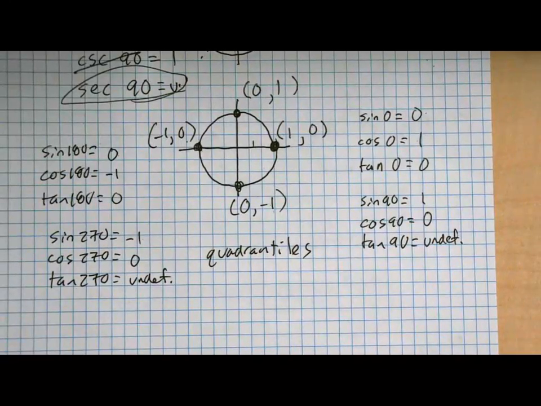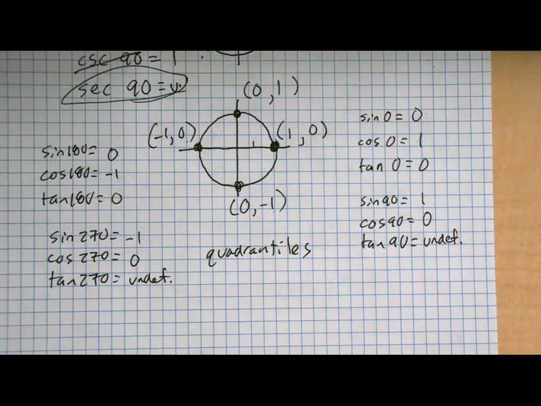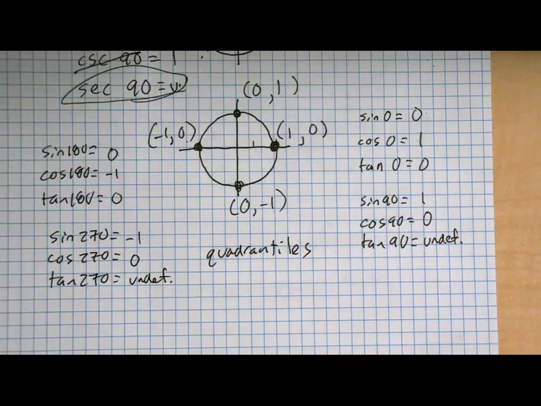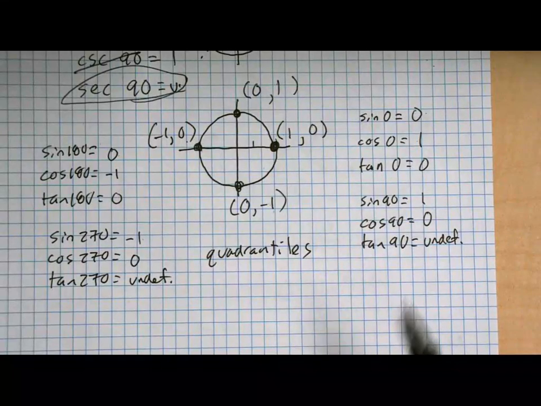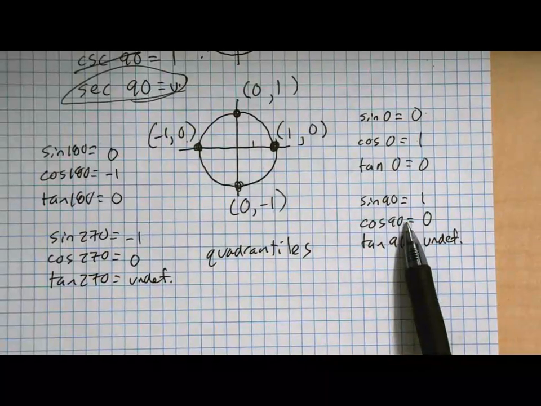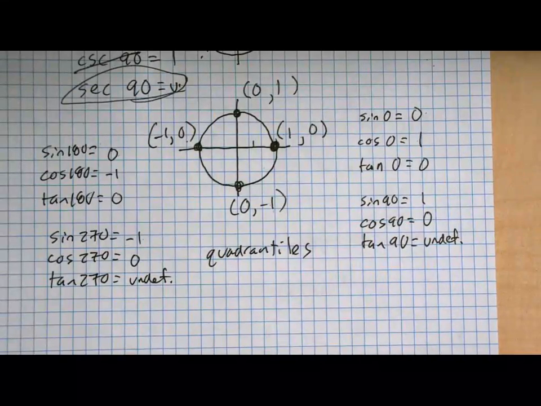Anytime we get an angle that's a 90, 270, 180, 360, any multiple of 90, that's how we're going to be doing it. Any questions on that? Are we feeling pretty good about that so far? X is the cosine, Y is the sine. We use that over and over and over again.